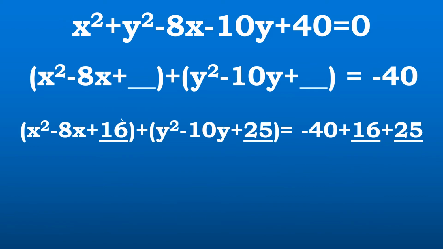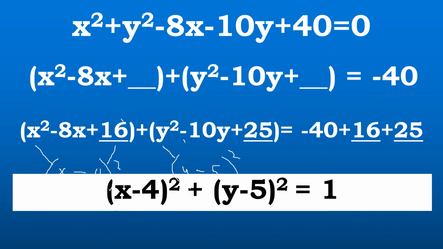Okay, next step natin is, isulat na natin yung standard form. So, you get the square root of x squared, yun ay x. Get the square root of 16, that's 4. Copy itong sign na negative. So, you have x minus 4, and then, you square that. Sunod, get the square root of y, yun ay y. Copy yung sign na negative. Then, square root ng 25 is 5. Sunod, solve nyo yung nandito sa kabila. So, negative 40 plus 16 plus 25. So, final answer natin is x minus 4 squared plus y minus 5 squared is equal to 1.